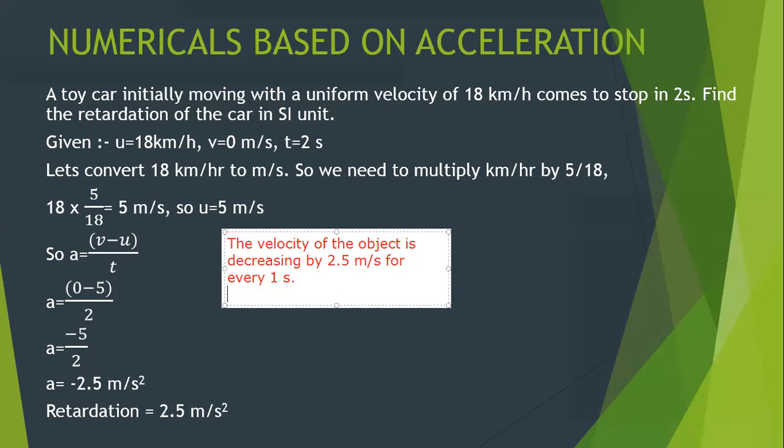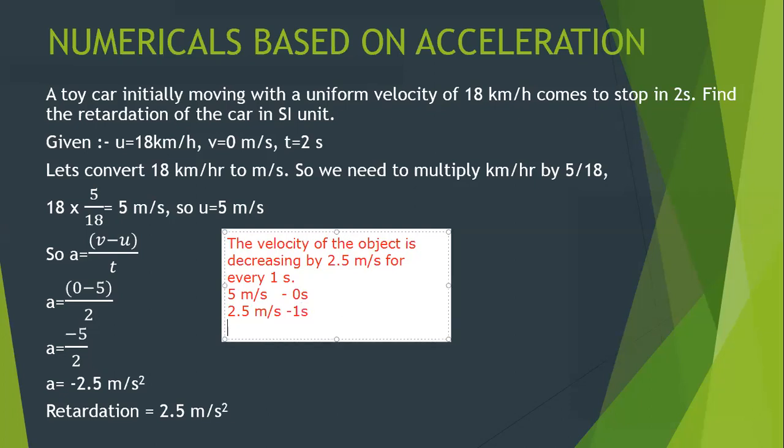What is the initial velocity? The initial velocity is 5 meter per second. So at 0 seconds, the velocity is 5 meter per second, and the velocity is decreasing by 2.5 meter per second for every 1 second. So after 1 second, the velocity will become 2.5. And after 2 seconds, how much will be the velocity? 2.5 is the velocity and it will again decrease by 2.5. So after 2 seconds, the velocity will become 0. Exactly. And when the velocity is 0, we say the object is at rest.